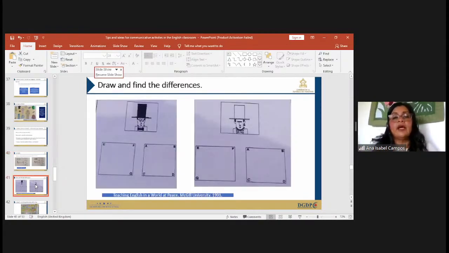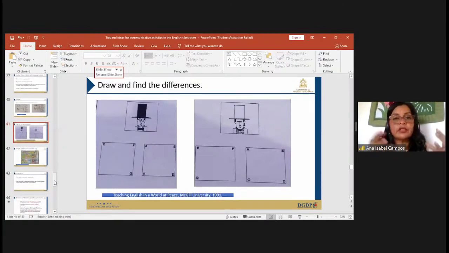And the same is when they have to find out differences. I can give one picture that is different from the other, and then they have to begin drawing first, to see what the partner has, and then they have to decide what the main differences between the two pictures are. So here they have to talk, they have to speak.